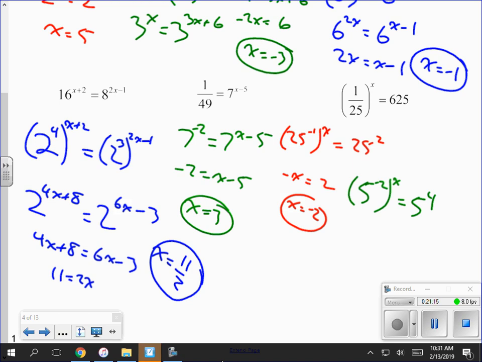Take 5 squared, multiply that times 5, you get 5 cubed. Multiply that times 5, you get 5 to the 4th. You can do it on your calculator. Do 5 cubed and 5 to the 4th and 5 to the 5th on your calculator to get a number that matches. You can do that.